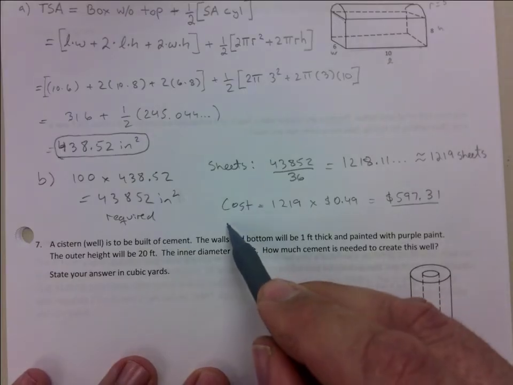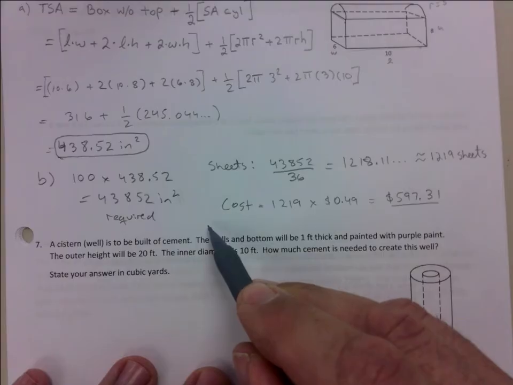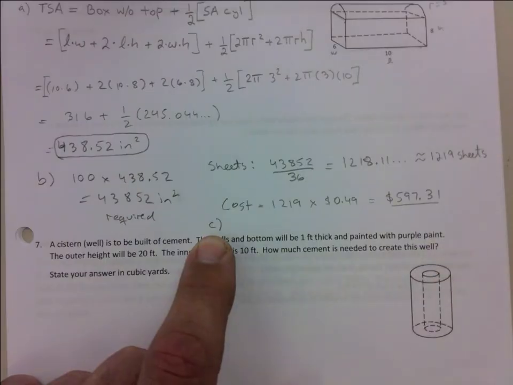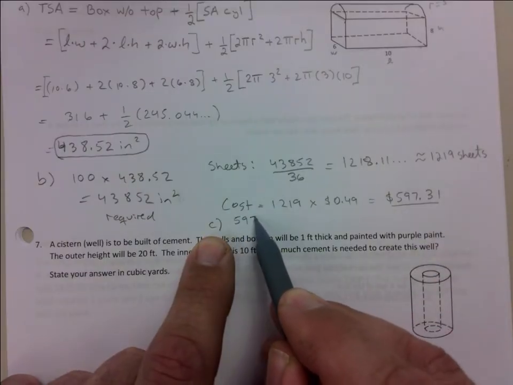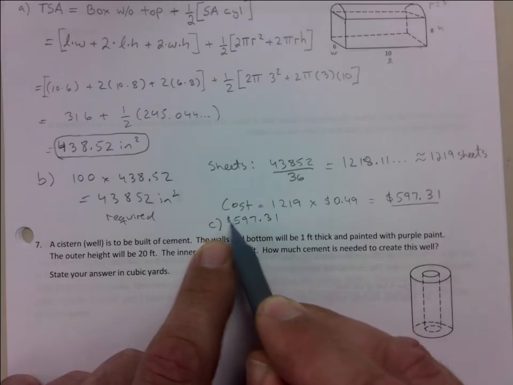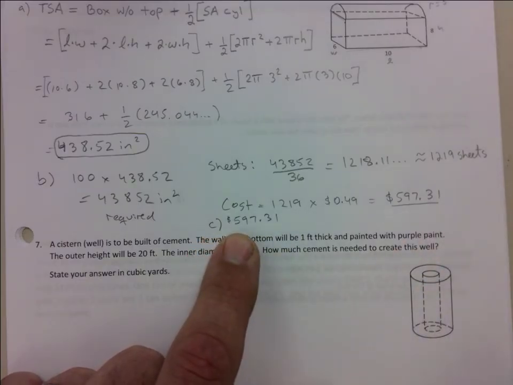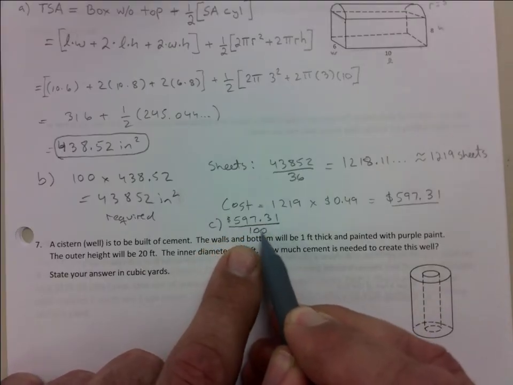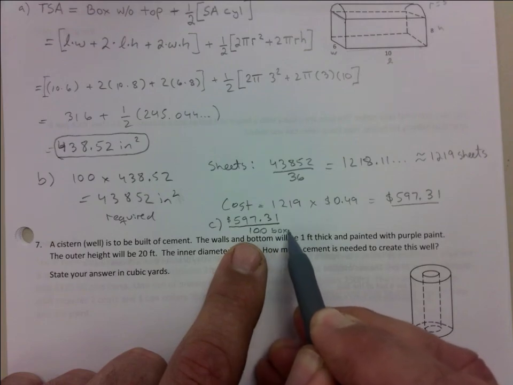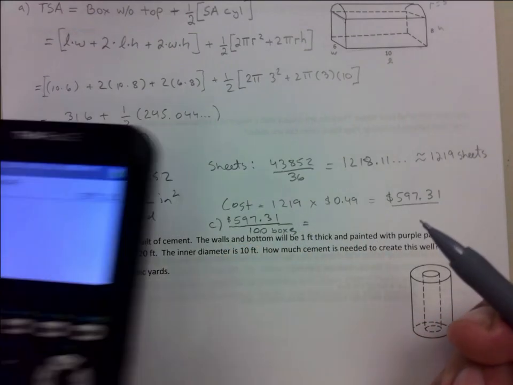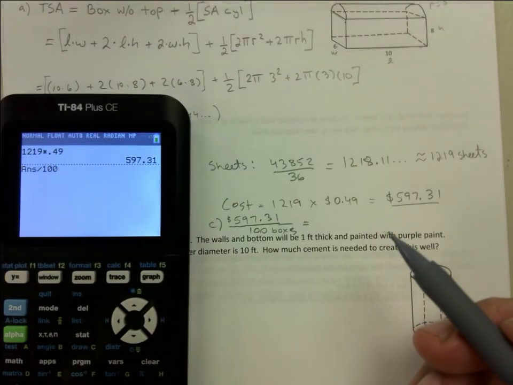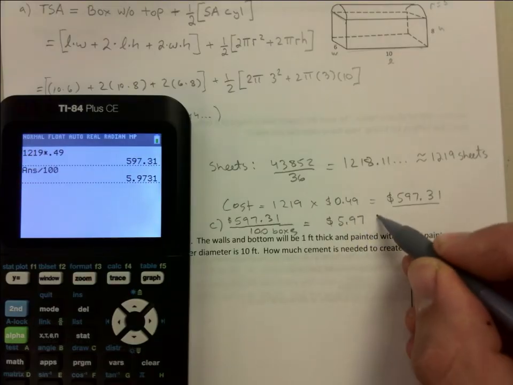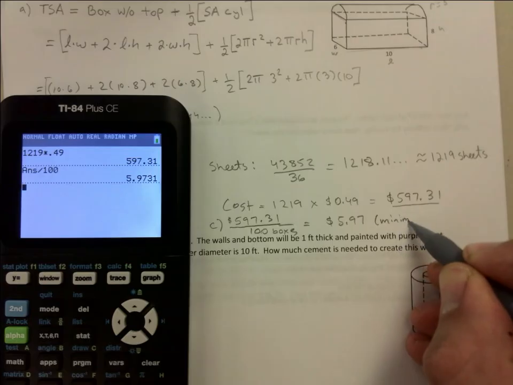Okay? And C, how much should the company charge? Minimum to break even, you'd have to go 597.31 because that's how much you're going to have to account for to make these 100 lunch boxes. So you just divide that by 100 and you get 5.97 minimum.